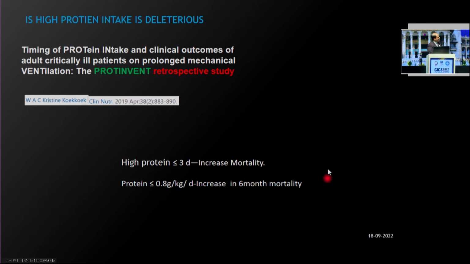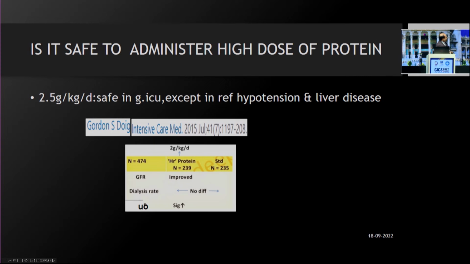If you take high protein in the early days, there is mortality. And if you take the lowest range of protein, there is increased mortality. So we have to be in between. So is it safe to administer high doses of protein?